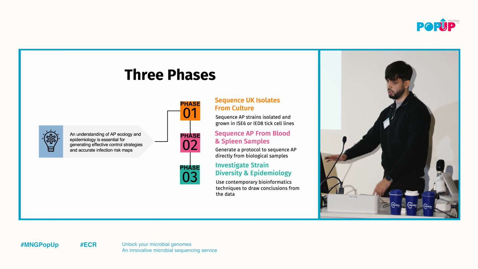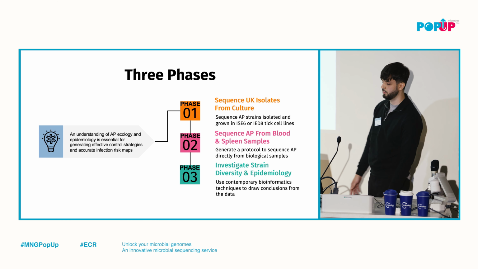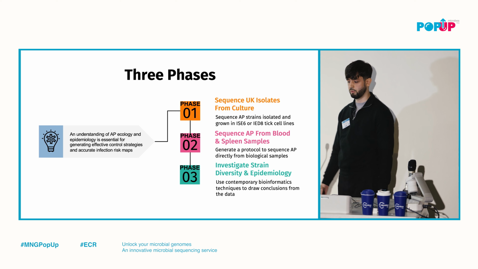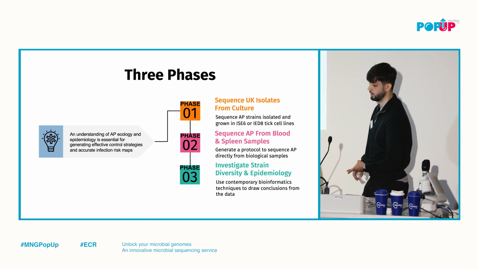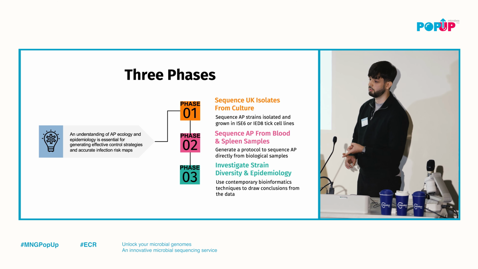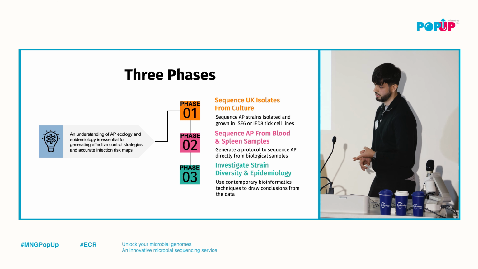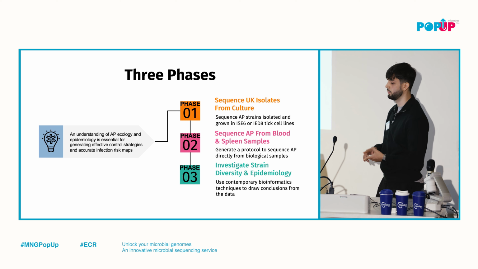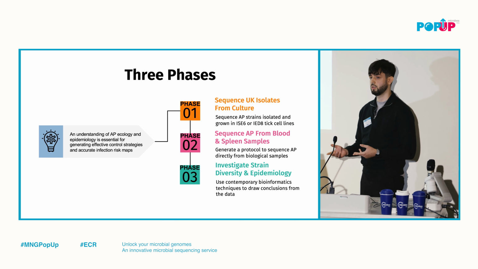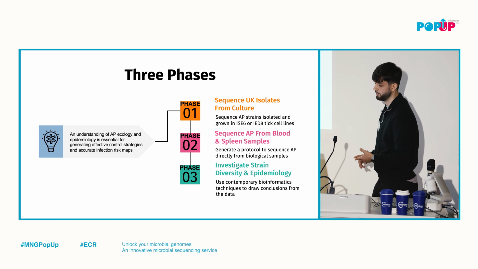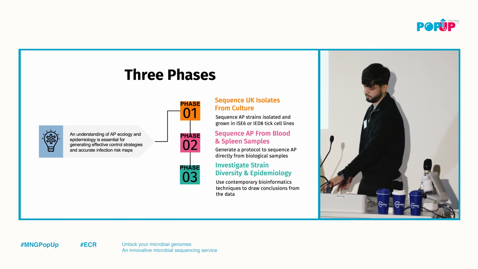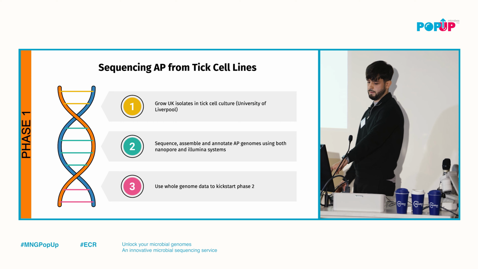So to try and begin to answer some questions about epidemiology for AP, we generated a 3-phase project. The first phase was to sequence the first UK isolate, as it's never actually been sequenced before from the UK. The second phase was then to develop a protocol that would allow us to sequence AP without having to culture it in tick cell lines. And then the third phase was just to make sense of all the data that we're generating.